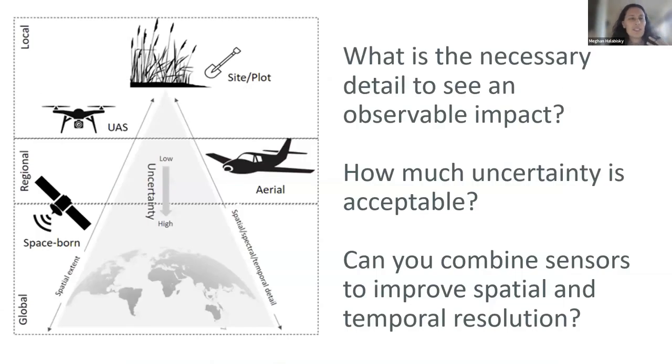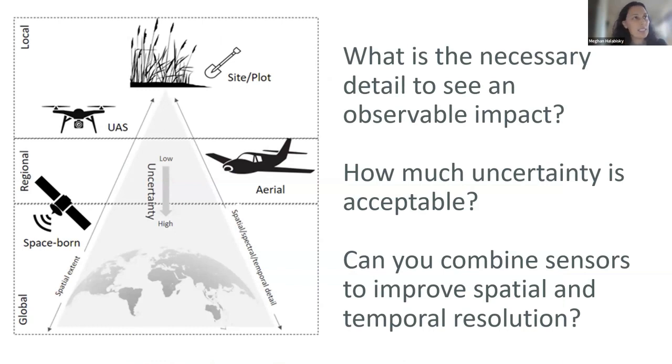So, these are all of the considerations that I think about when I'm trying to build a remote sensing toolkit to answer a specific question. What is the necessary detail to see an observable impact? If I'm trying to monitor a change, how frequently do I have to monitor it? What is the spatial resolution that I have to detect that change? And then how much uncertainty is acceptable?